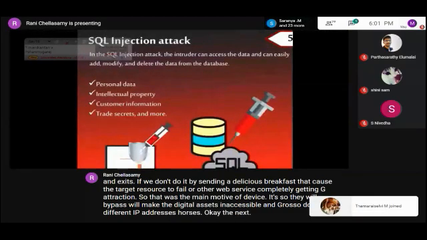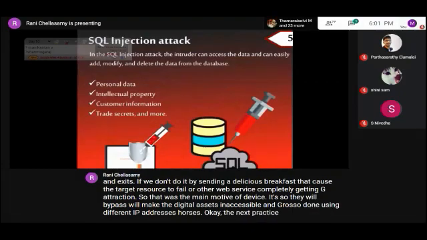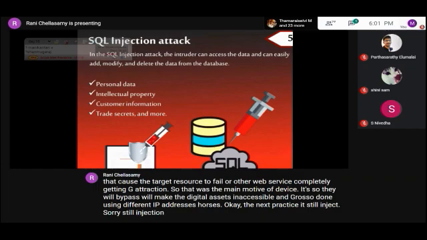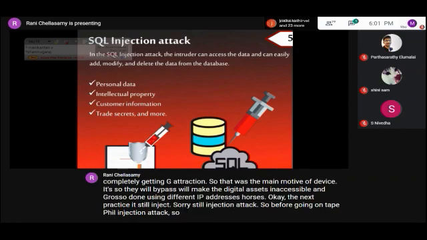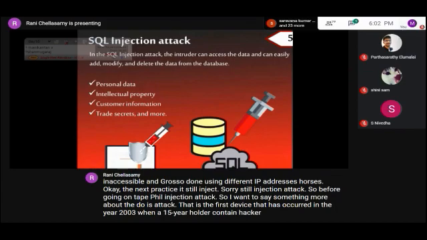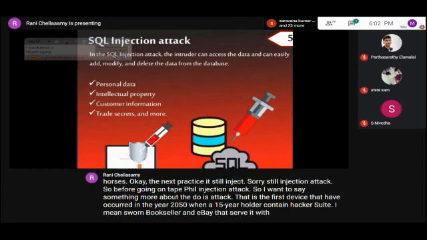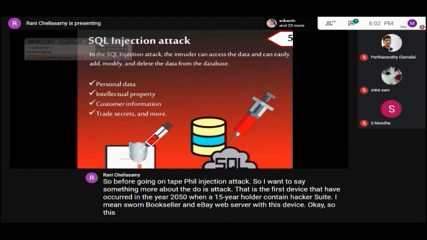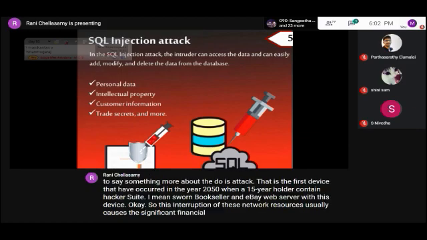Okay. The next threat is the SQL injection attack. But before moving on to the SQL injection attack, I want to say something more about the DOS attack. The first recorded DOS attack occurred in February 2000, when a 15-year-old Canadian hacker hit the Amazon web server and eBay web server with this attack. Okay, so this interruption of network resources usually causes significant financial losses to the targeted company.